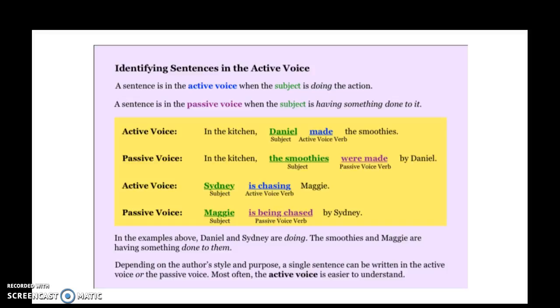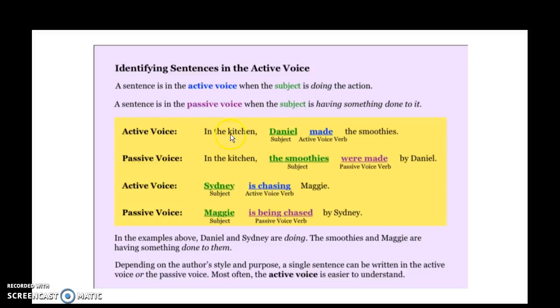So let's use an example. If you're active, you might go up and dish up your food that's over on the table to take it back to where you're sitting. If you're passive, you might have your mom or your sister dish it up for you and bring it to you. That would be passive, okay?